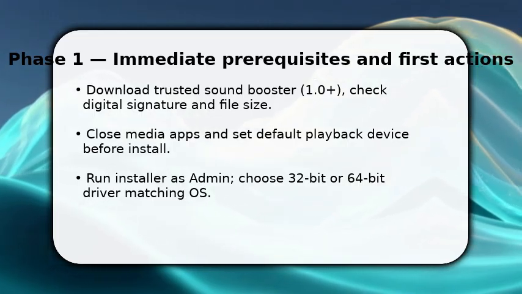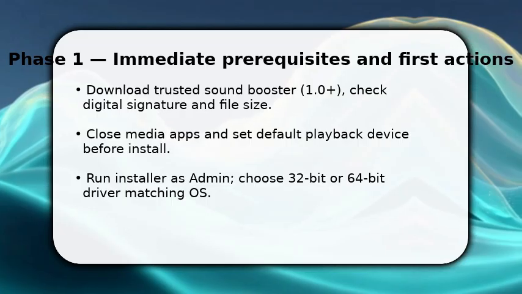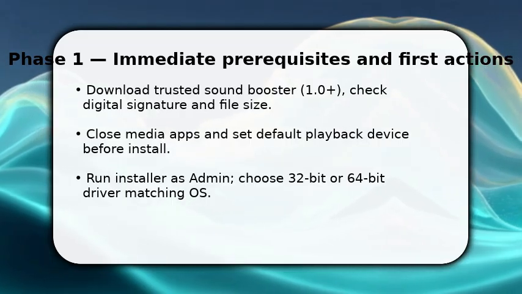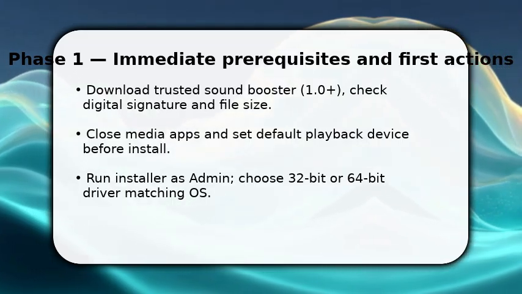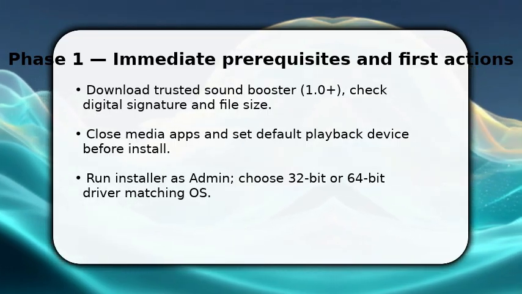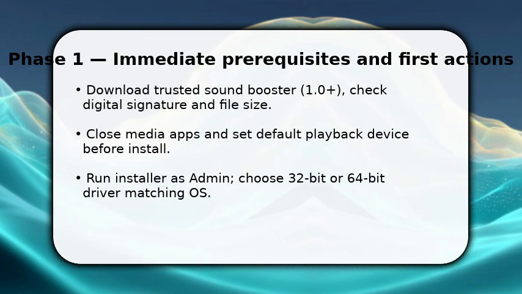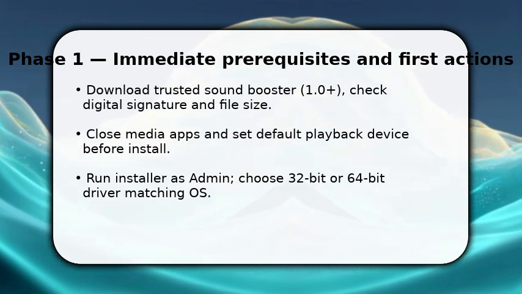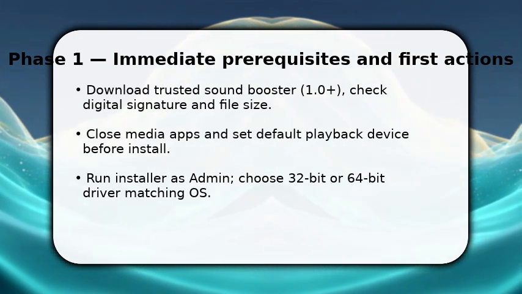Once done, set your main playback device to the target output and close media programs so the app can take exclusive control. This prevents driver conflicts and makes initial calibration accurate. Doing these steps first saves time and avoids common permission or architecture mismatches.